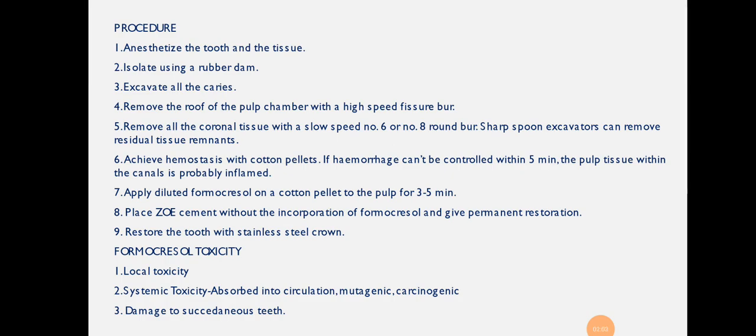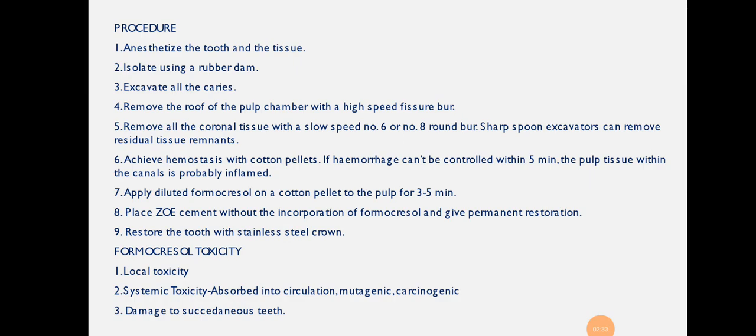To achieve hemostasis, we will use cotton pellets. If hemorrhage cannot be controlled within 5 minutes, the pulp tissue within the canal is probably very much inflamed and hence we have to continue with the formocresol pulpotomy. Now apply diluted formocresol on a cotton pellet to the pulp for 3 to 5 minutes. Then place ZOE cement without the incorporation of formocresol and give a permanent restoration. Restore the tooth and place a stainless steel crown.